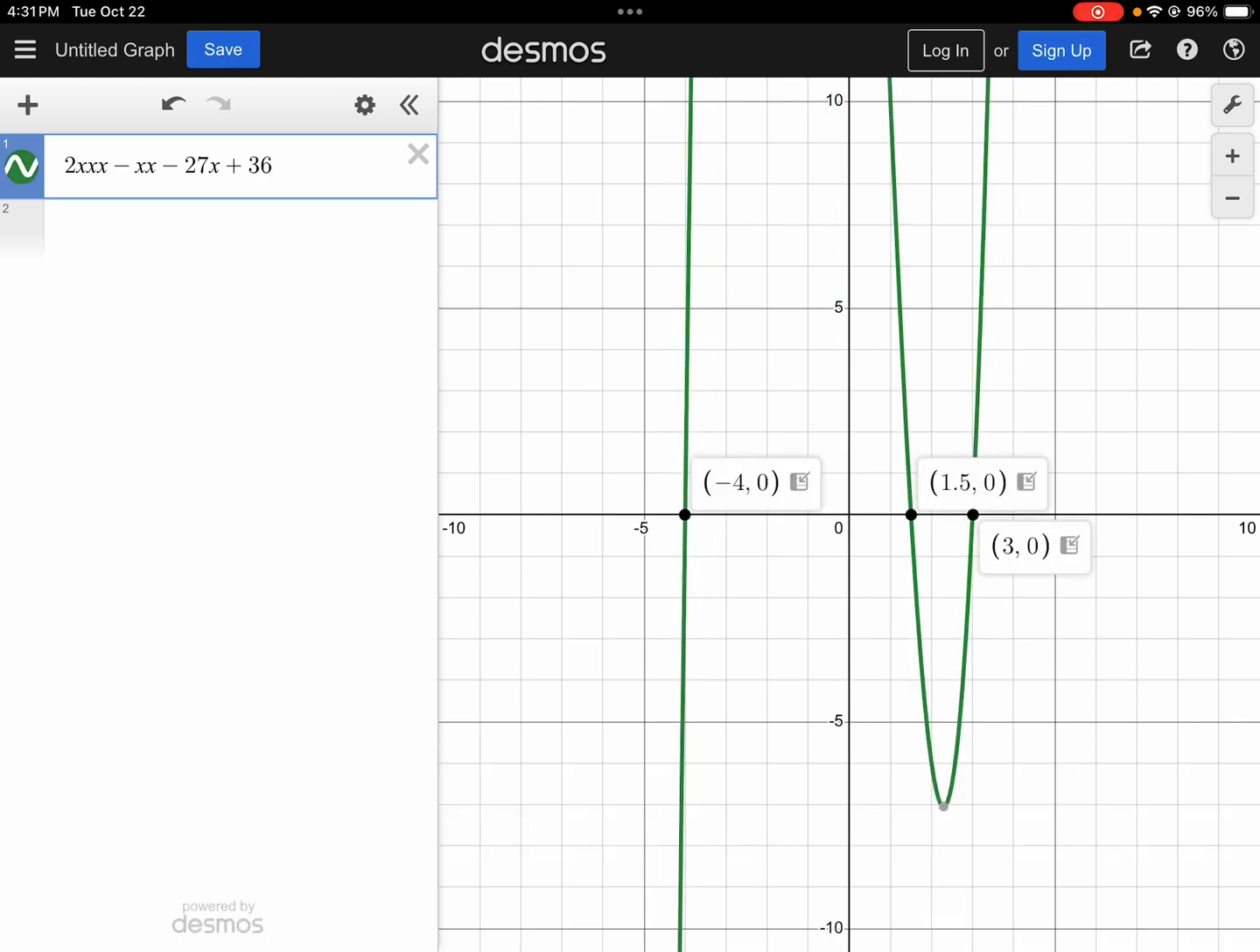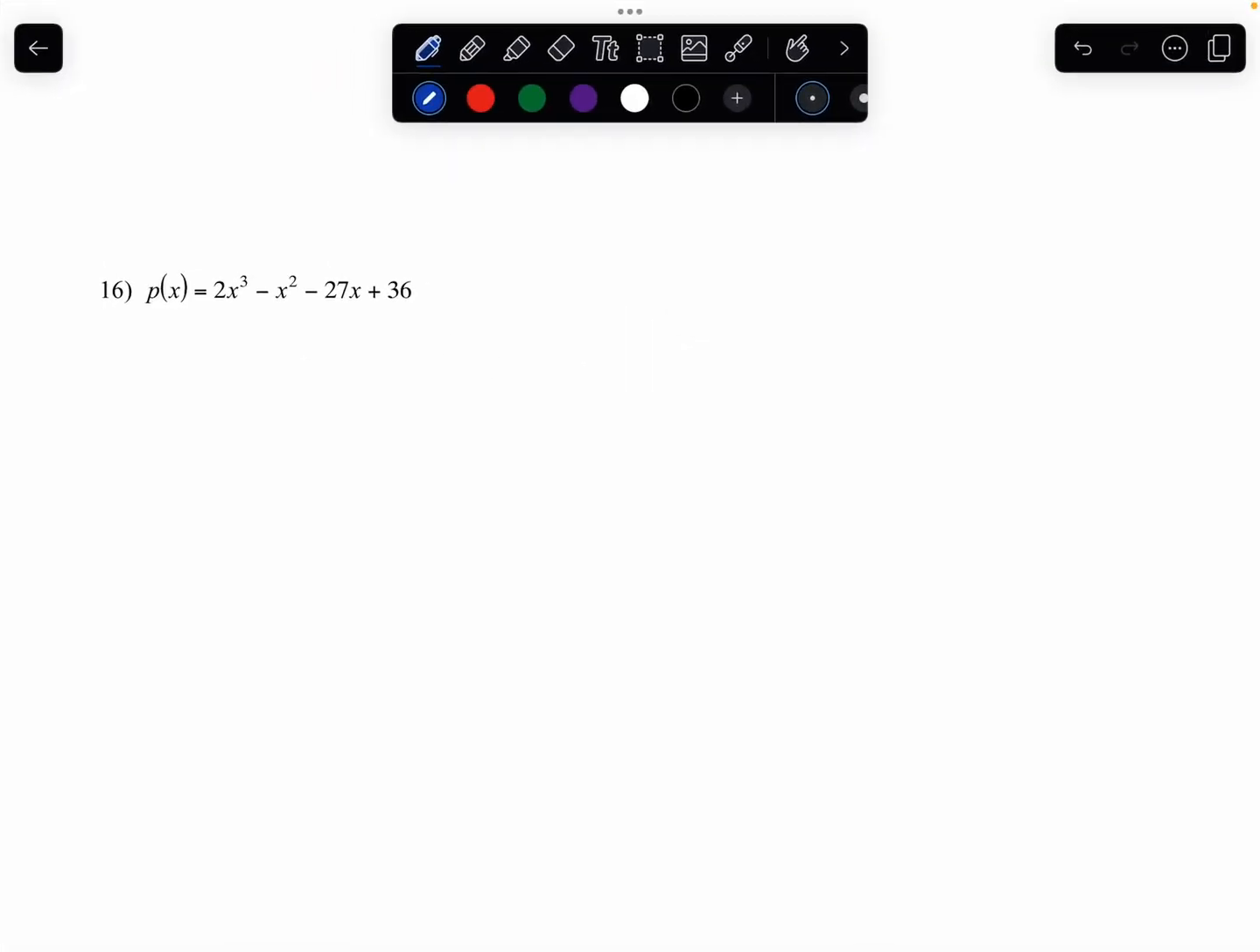Okay, so we do have a decimal 1.5, so let's do this one. I'm going to use 3 here. That was one of the x-intercepts shown on the graph. Let's find the other two. So 2, -1, -27, and 36. Drop the 2. 2 times 3 is 6. This becomes 5. That becomes 15. That becomes -12, -36, and 0. So I get 2x squared plus 5x minus 12.